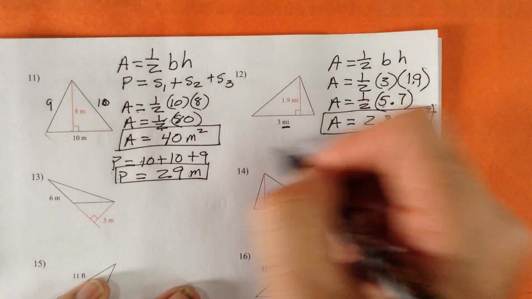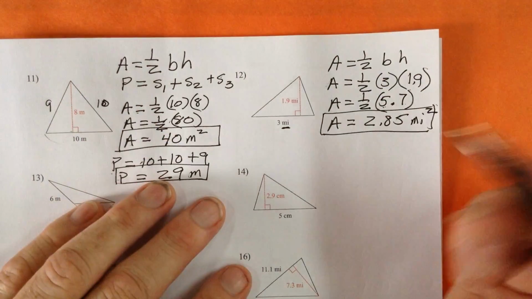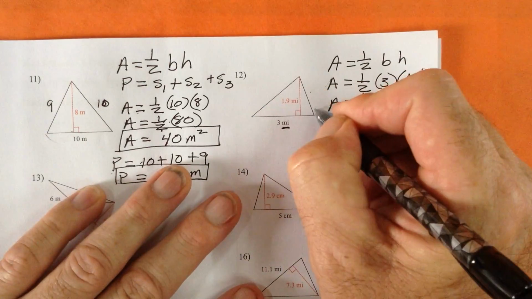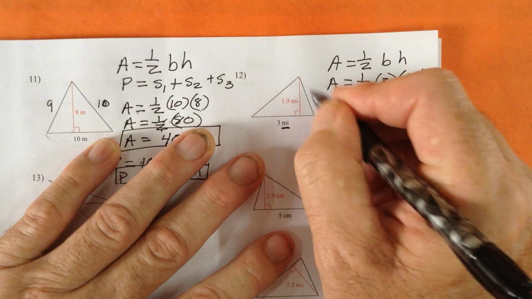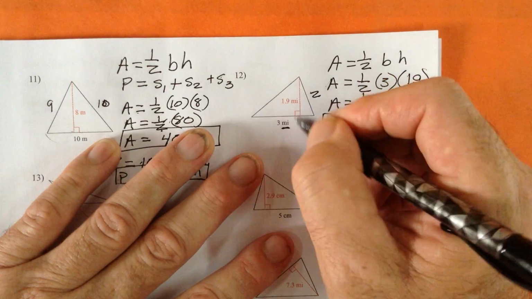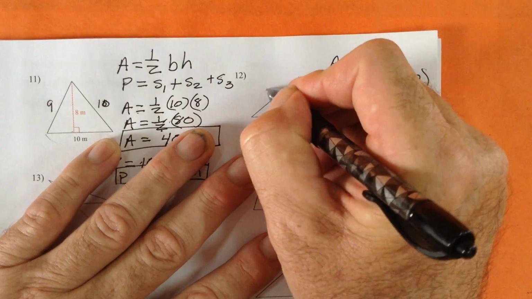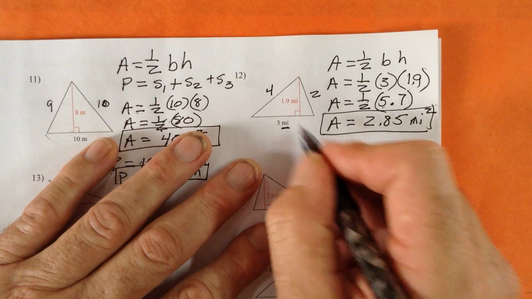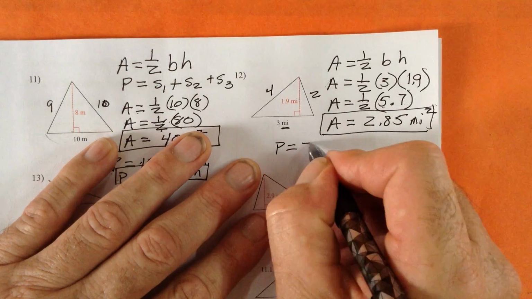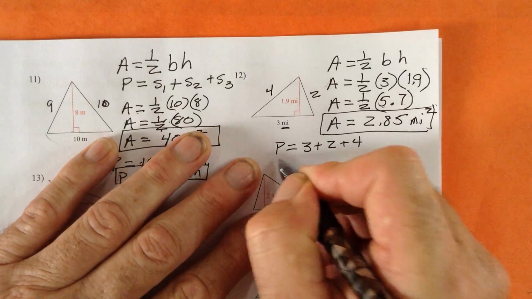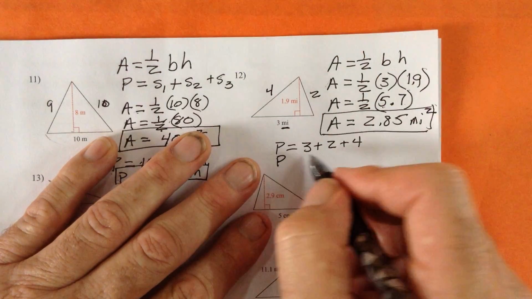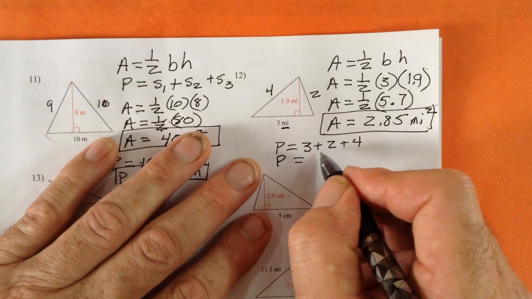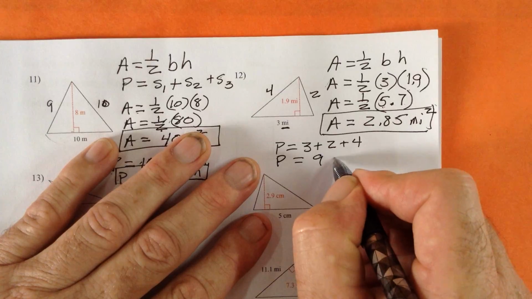Okay? If I was doing the perimeter, let's pretend the other sides are, let's make this one 2, and make that one 4. So let's pretend those are the sides. So the perimeter would be 3 plus 2 plus 4. So when you're trying to find the perimeter, you're just figuring the outside. So that would be 5 plus 4 is 9 miles.